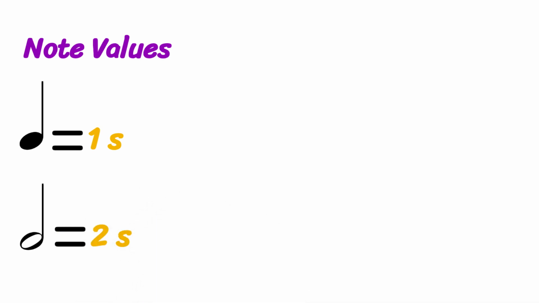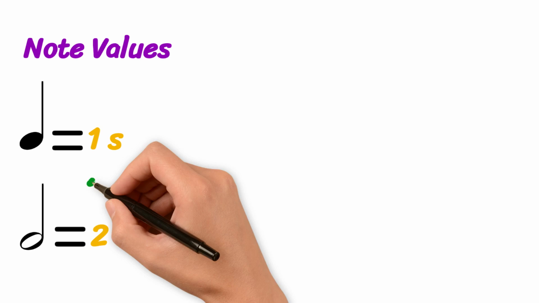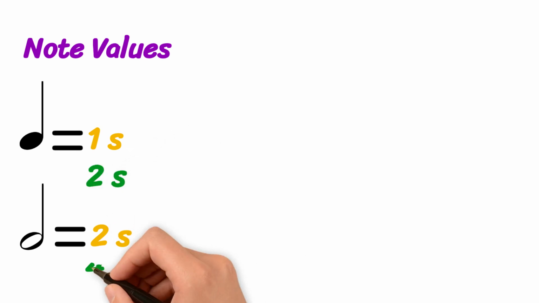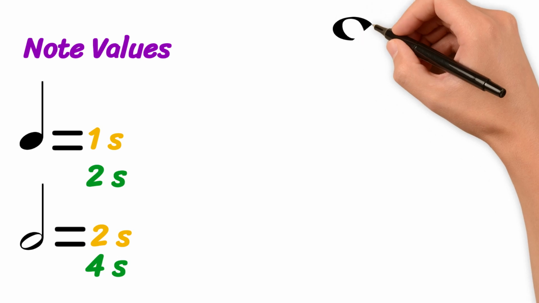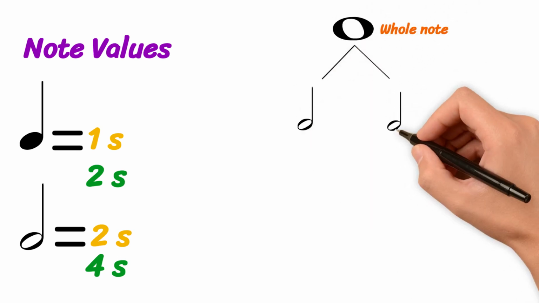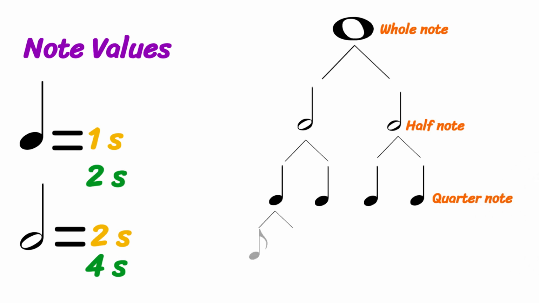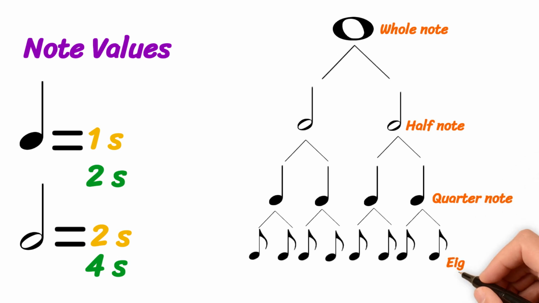The relationship between these note values is relative. A half note is always twice as long as a quarter note. If a quarter note lasts for 2 seconds, then a half note would last 4 seconds. A whole note is twice as long as a half note, while an eighth note is half the duration of a quarter note. This illustration outlines the relationships between whole notes, half notes, quarter notes, and eighth notes.